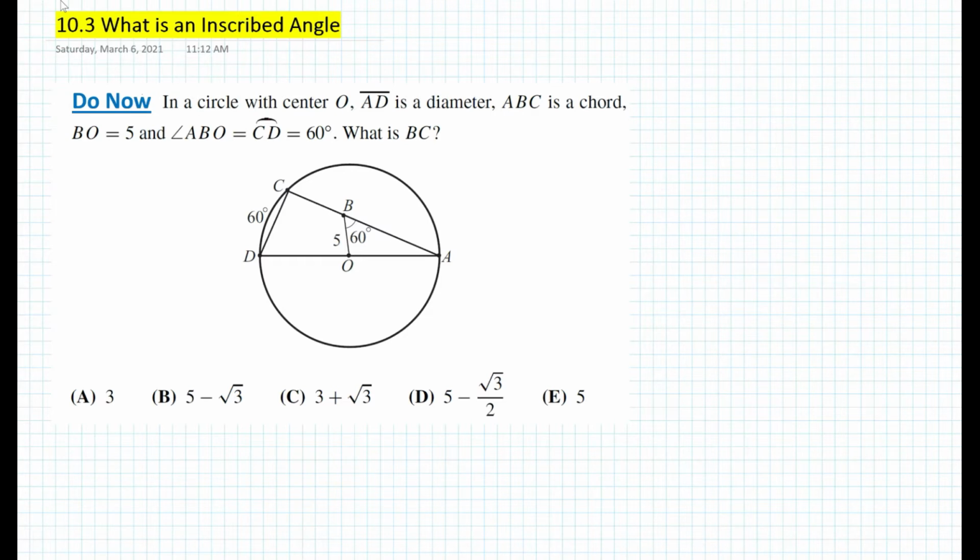In today's geometry lesson, we will be learning about what is an inscribed angle. So to get to this, let's first look at the following do now.